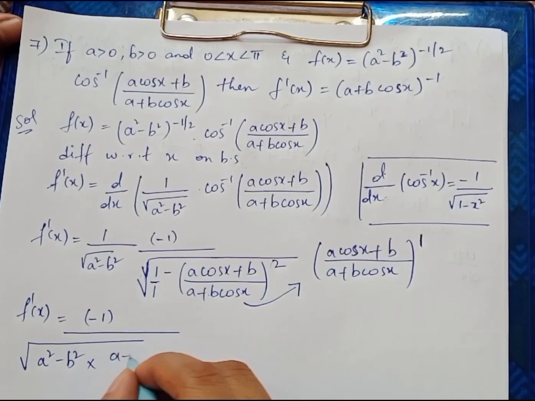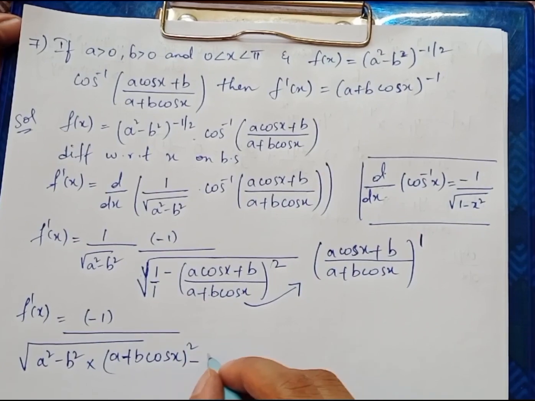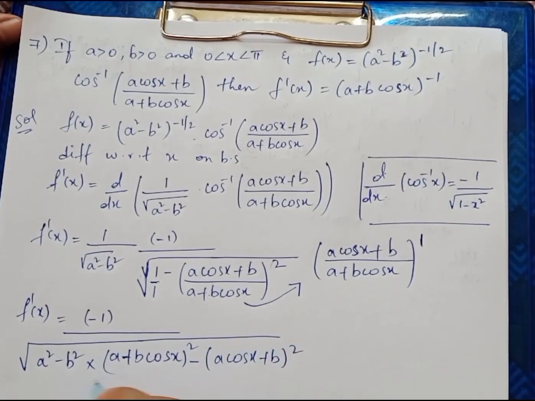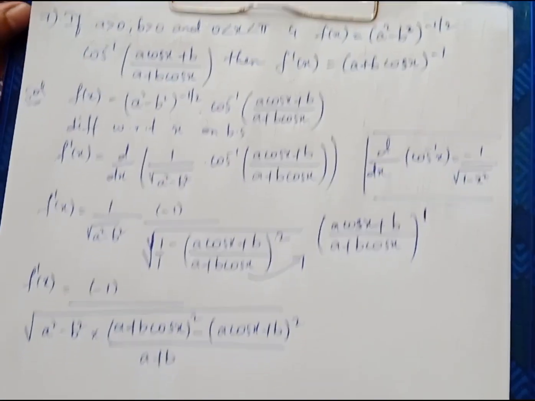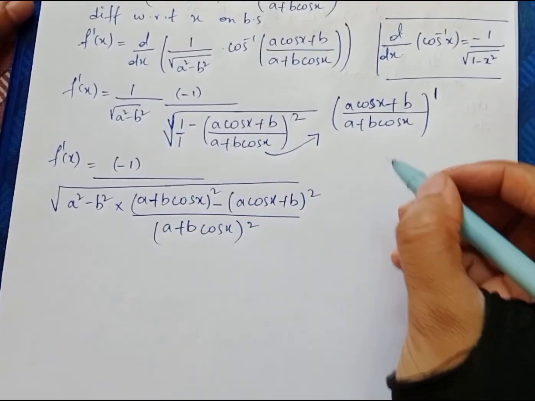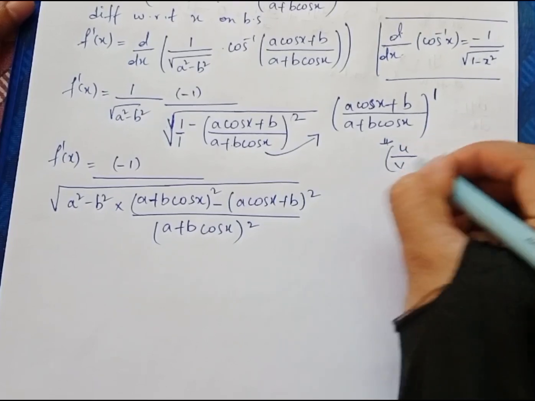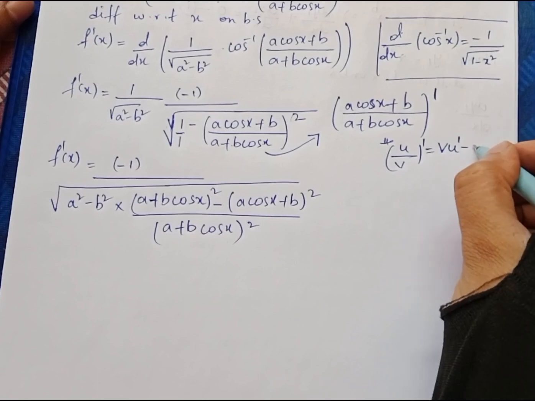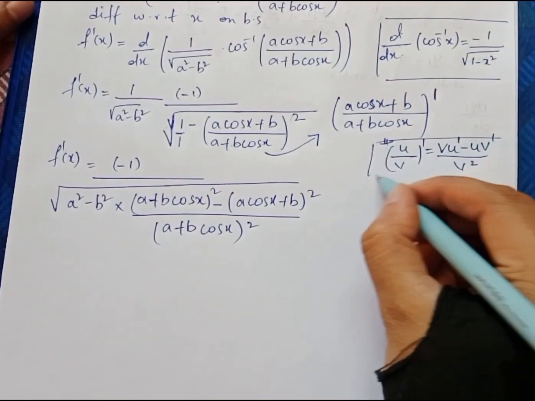So it is (a plus b cos x) whole square minus (a cos x plus b) whole square by (a plus b cos x) whole square. Here we should apply the formula of u by v derivative, which is equal to (v into u dash minus u into v dash) by v square. You should remember this formula.